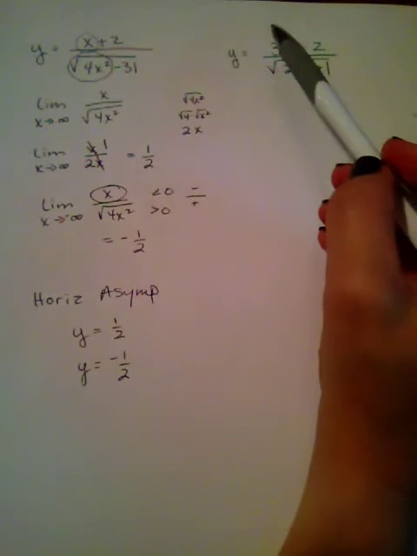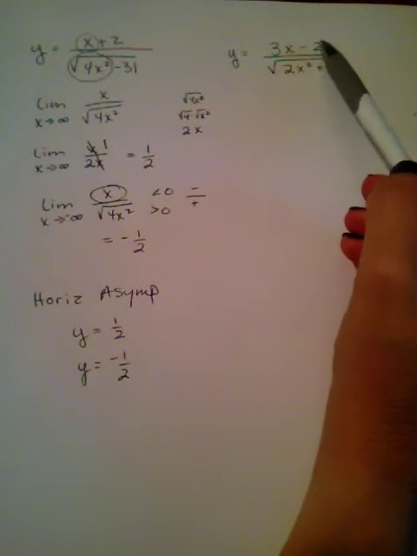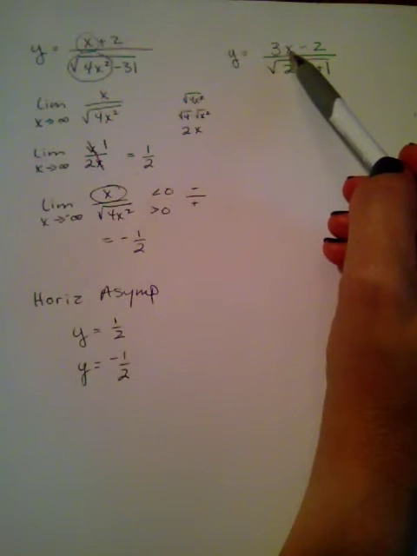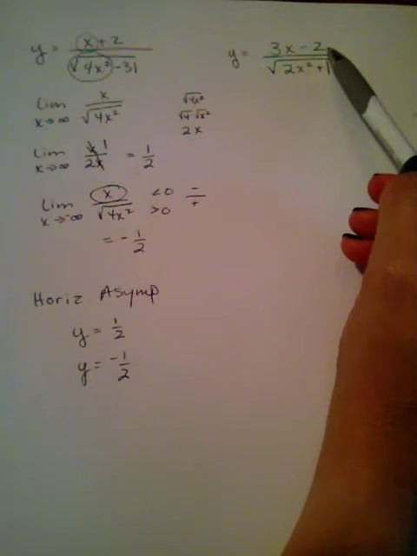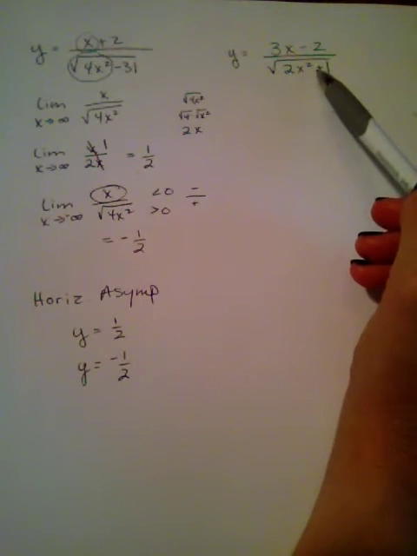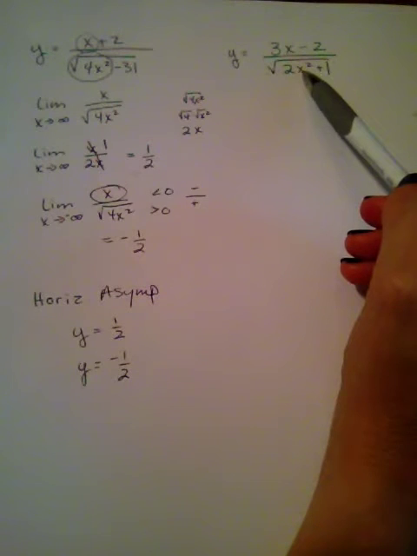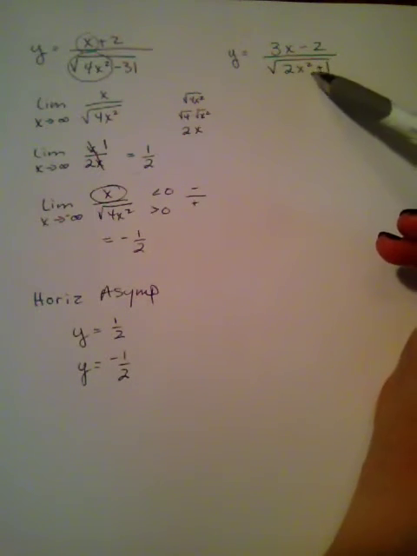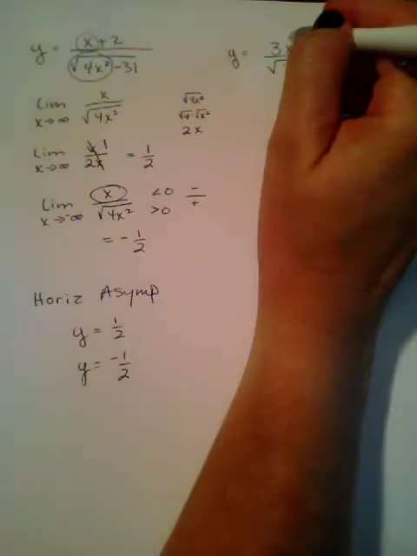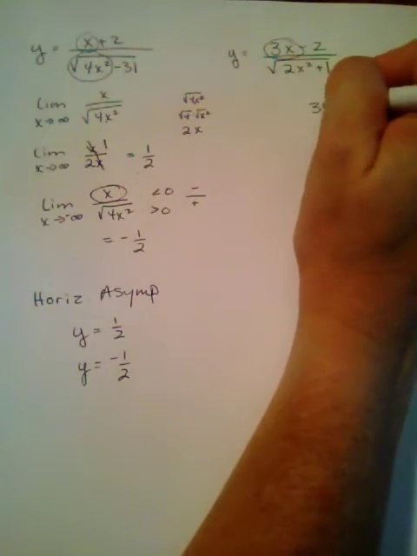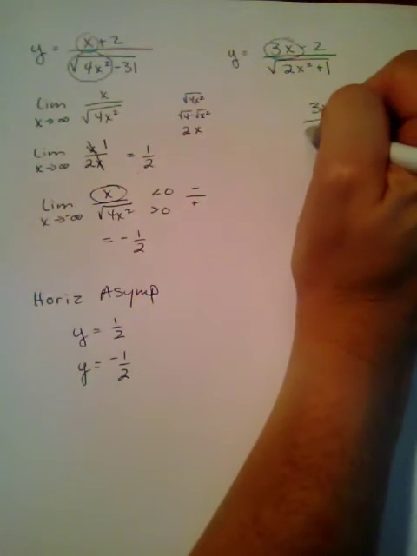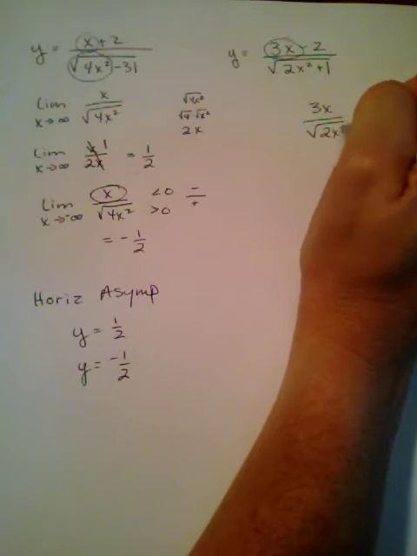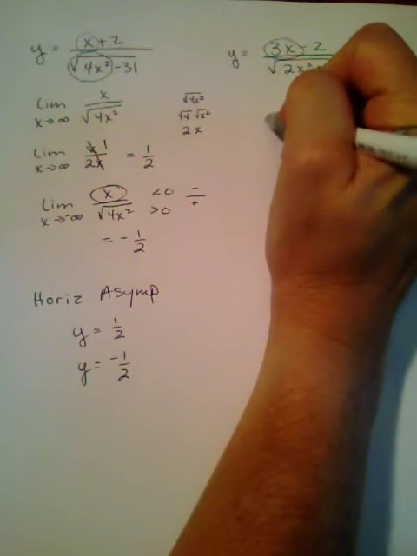If you look at this problem, 3 times a positive infinity minus 2, that's infinity. 3 times a negative infinity minus 2, that's negative infinity. So I have a positive for one and negative for the other, but in my denominator, they're both positive. Negative infinity squared is positive, making all this positive. Positive infinity squared is positive. So I'm going to end up with two answers for this one as well. If I look at my dominant terms, I have 3x, and then down here I have the square root of 2x squared. And I'm going to apply two limits to it.